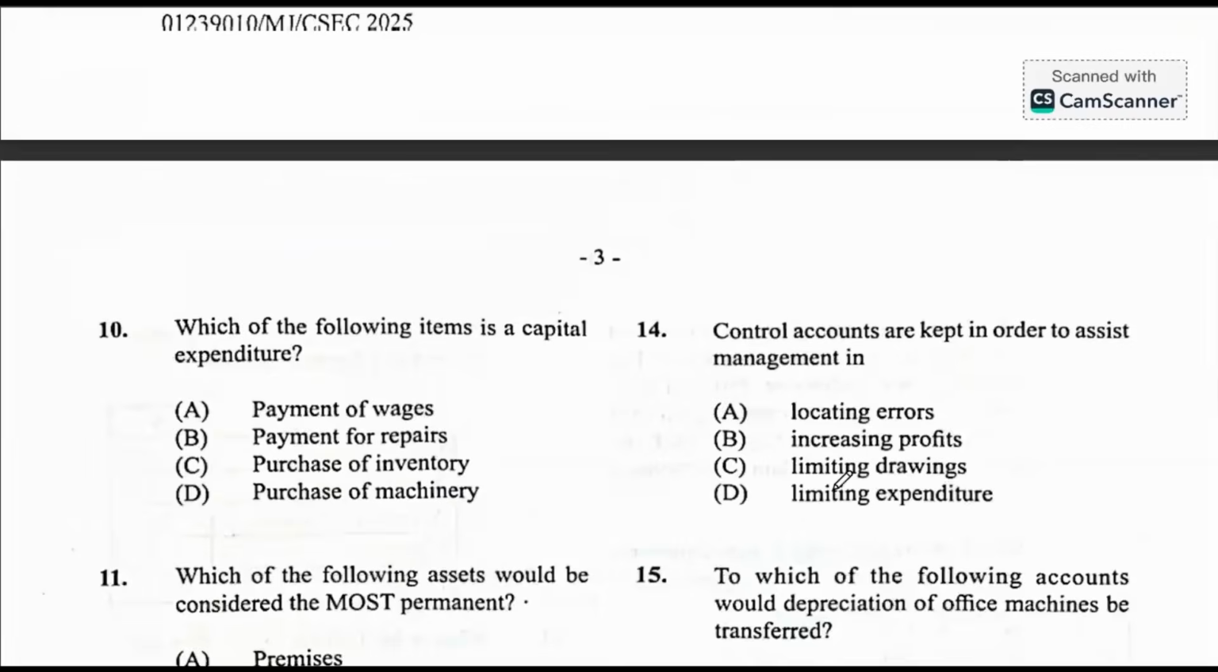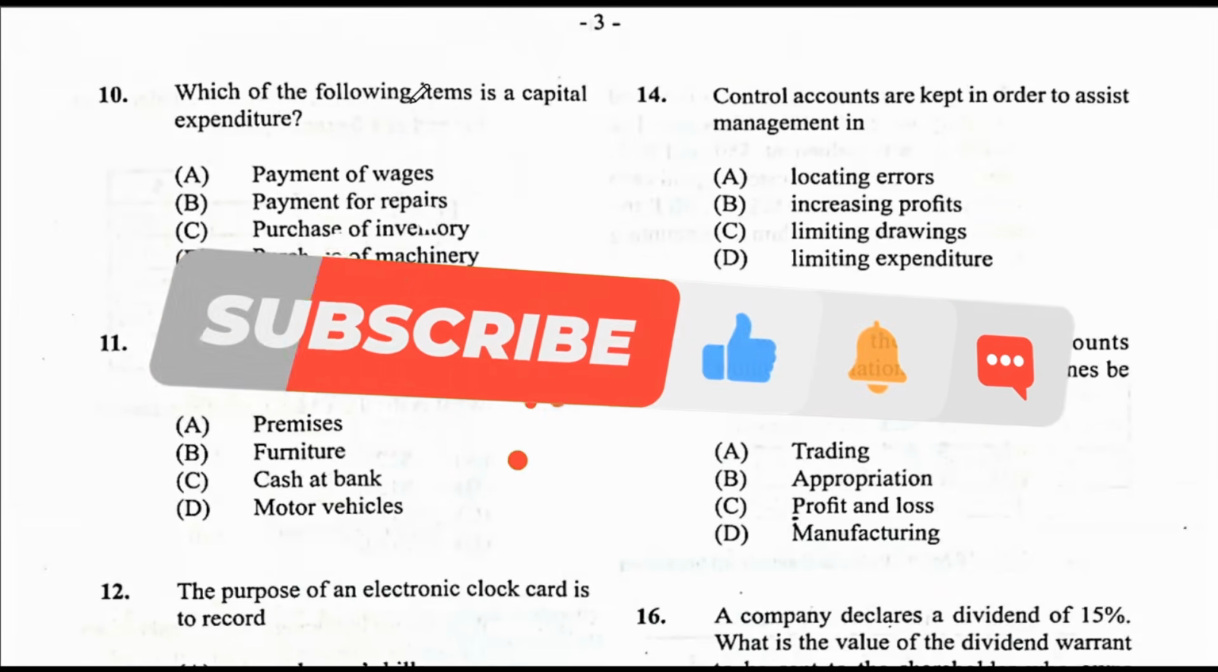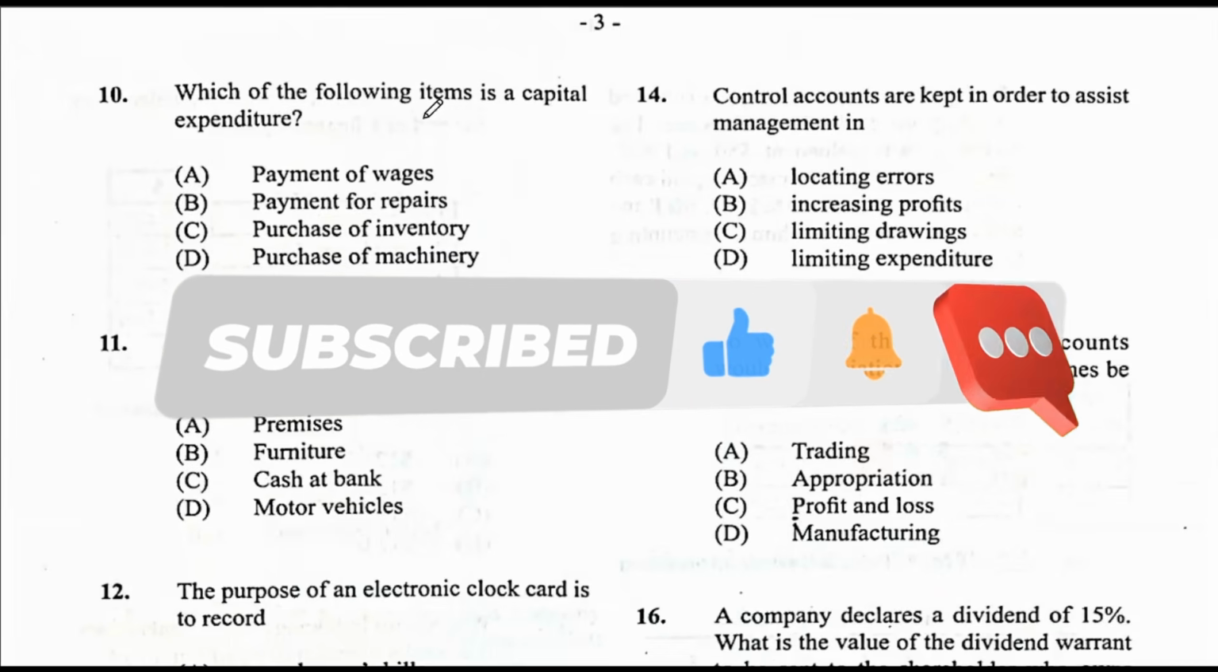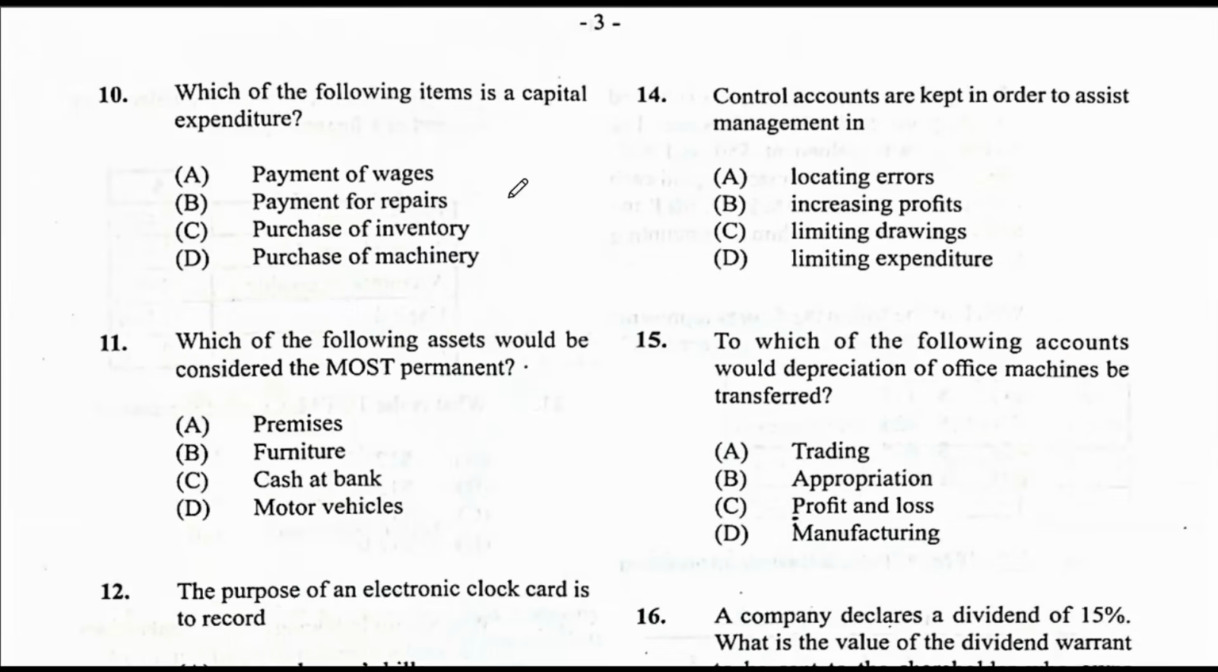Alright, so we're quickly going to move on to number 10. Which of the following items is a capital expenditure? Now, capital expenditure, as we all know, is money being spent to purchase your non-current or your fixed assets. So the best option here for question 10 should be D, purchase of machinery.